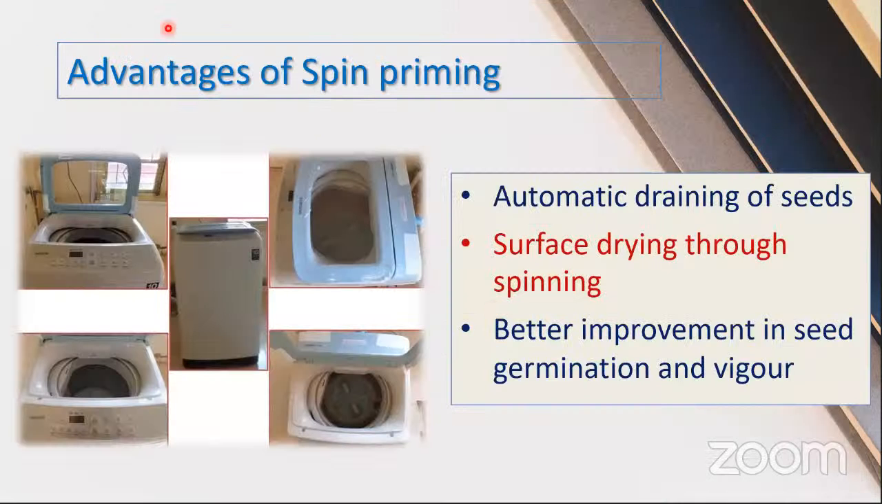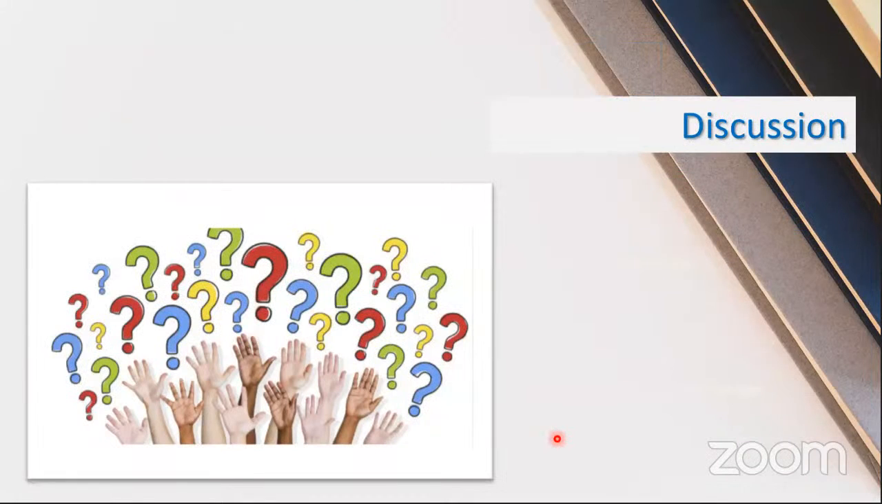So the advantages of spin priming: automatic draining of the seeds, surface drying through spinning, plus better improvement in seed germination and vigour. I think we completed the discussion earlier. If you have any doubts on using this washing machine for spin priming, we can just have a few questions.